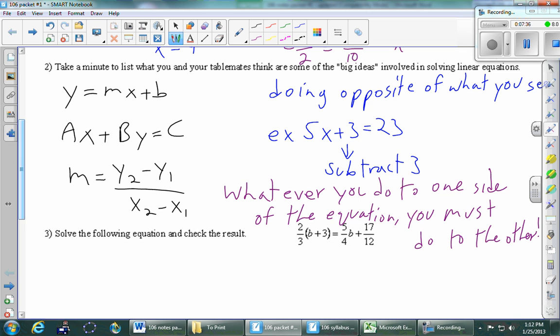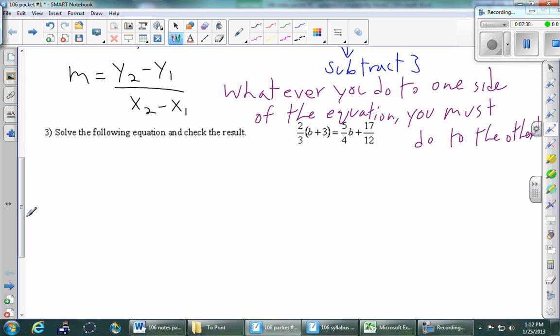Well, the 2/3 sitting here in the front seems to me to be kind of begging to be distributed. Like that seems natural, right? Take that 2/3 and multiply it by both terms in the parentheses. You're not obligated to do that, but I'm going to start there. So let's distribute that 2/3. So the first thing we get is 2/3 b plus, close, 2. Okay, because we're doing 2/3 times 3.